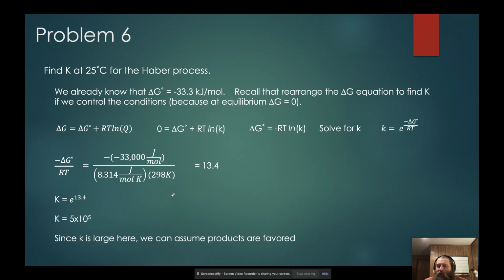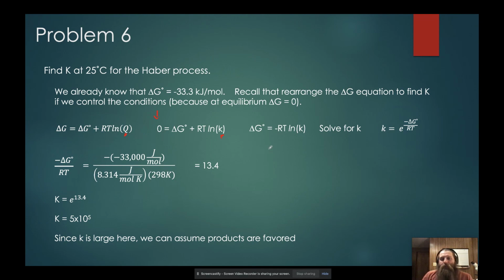Now let's rearrange that delta G equation and find K. I briefly mentioned that in the lecture video, but I really didn't talk about how we would do that. And so here it is. At equilibrium, we know that delta G equals 0. So if we set delta G equal to 0, then we can exchange Q for K because at equilibrium, Q and K are equivalent.